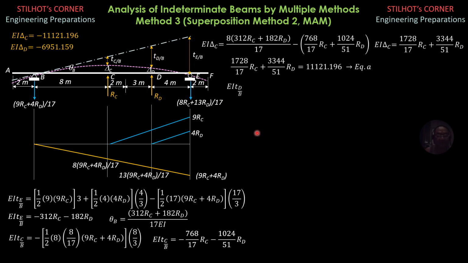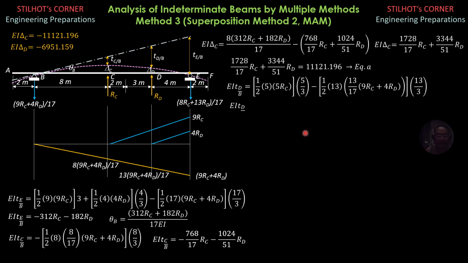So EI division of D relative to B is 1 half of, this is 5, and of course this is 5 RC. I'm not showing it here, but it is 5 RC, RC times 5 thirds, then minus this area, moment of this area, 1 half of 13 times 13 over 17, 9 RC plus 4 RD, moment arm 13 over 3. Combining and simplifying, EI division of D relative to B is negative 8824 over 51 RC and negative 4394 over 51 RD, negative because this is below the reference tangent.